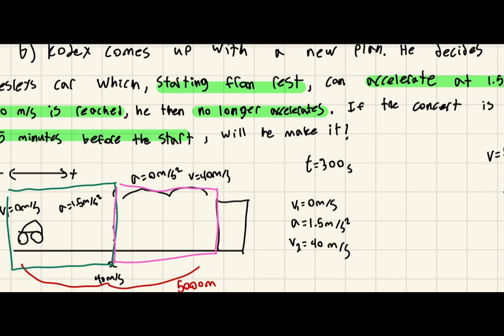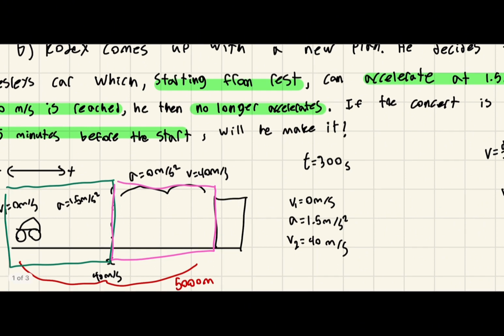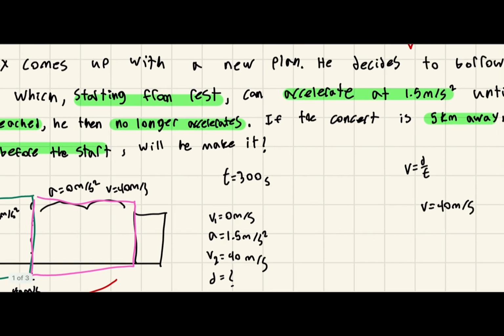So what are we going to solve for here? We could either solve for time to see how much time it takes for him to travel from here to here, or we could solve for displacement and see how much distance he covers from here to here. So let's go ahead and solve for distance. You could pick either one, but we're just going to choose distance. So we have V1, V2, acceleration, and we need to find D. So our missing variable is going to be time.